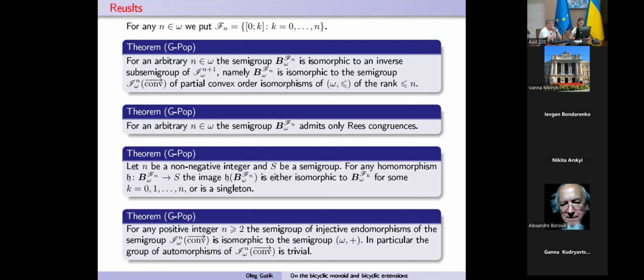Also, Marko Serivka will make a report about non-monoid endomorphisms of B omega F when the family F consists of two non-empty inductive subsets. That is all.